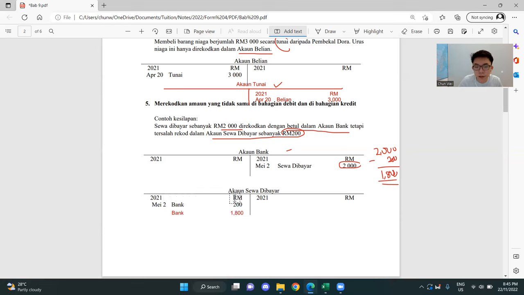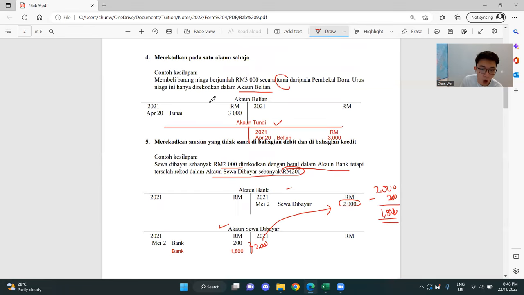So this is the pertambahan pembetulan. If you add these two together, you get 2,000. And this 2,000 is the same as this 2,000. And then it becomes inbound. And same thing, if you see, we only make a pembetulan, we make changes on just one side, one account. Okay? We didn't do anything on the account bank. We only did changes for account sewa sahaja.